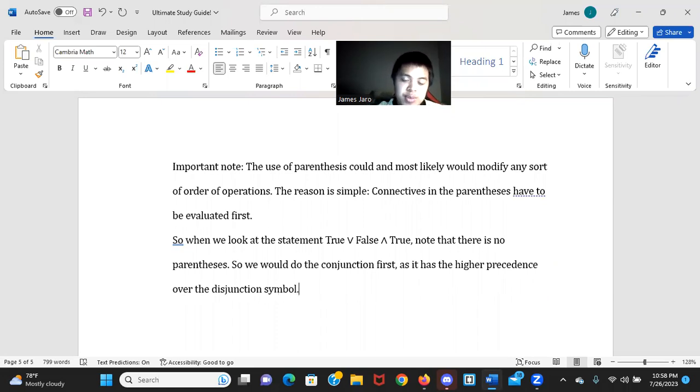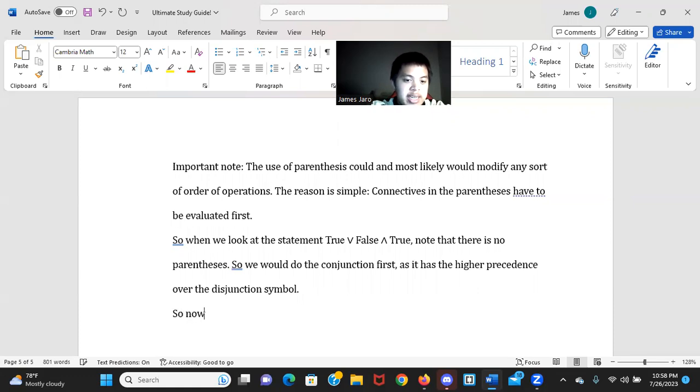But the question becomes, well, what does it evaluate to? It's all great and dandy to have these orders of operations and know when to evaluate them. But then the question just naturally becomes, well, what does it evaluate to? What do the wedge signs evaluate to? And that leads me to the idea of what are called truth tables. Again, truth tables.